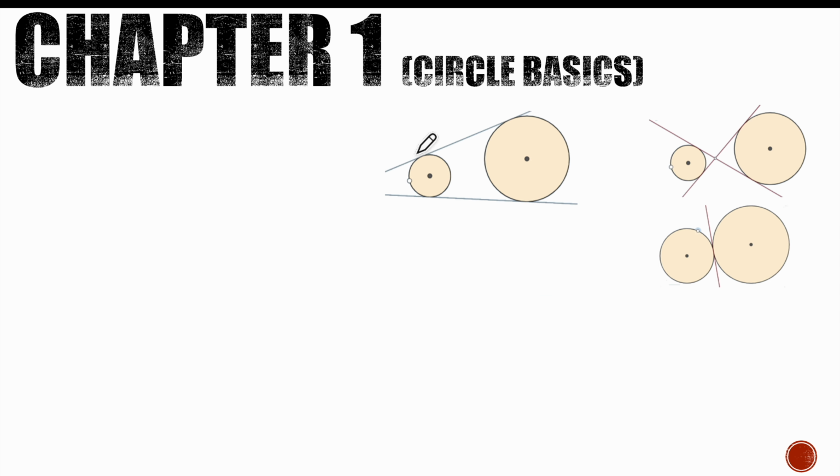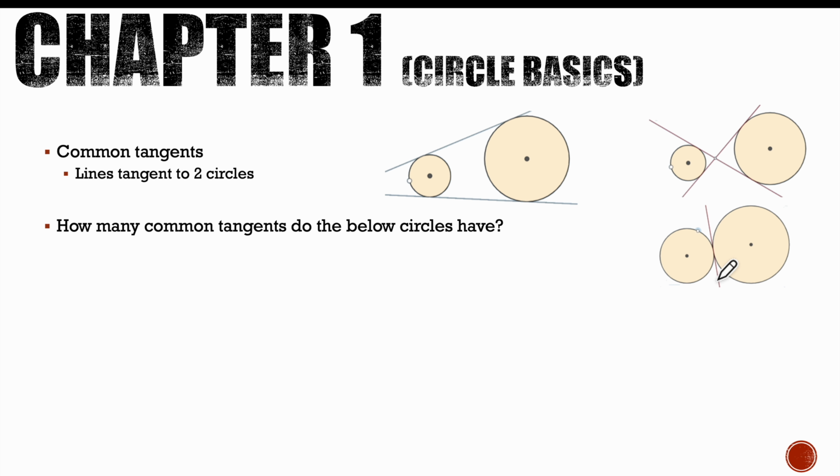So these are the various tangents which are possible in two circles. Here these two tangents are shown, and here one tangent is shown like this. So these are the tangents which are possible in the two circles.